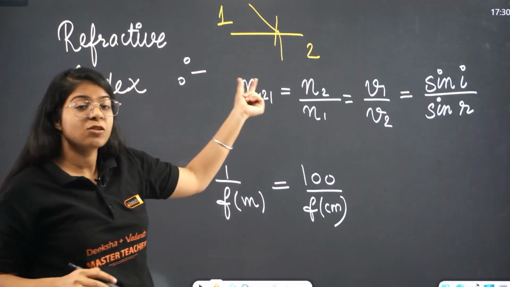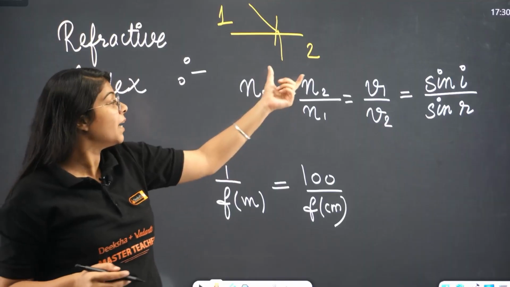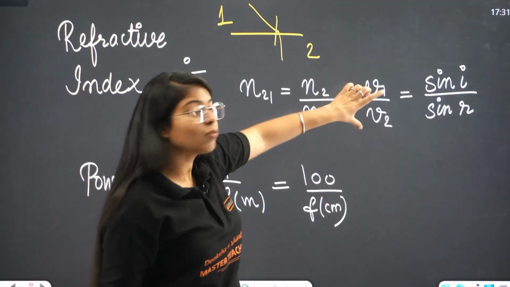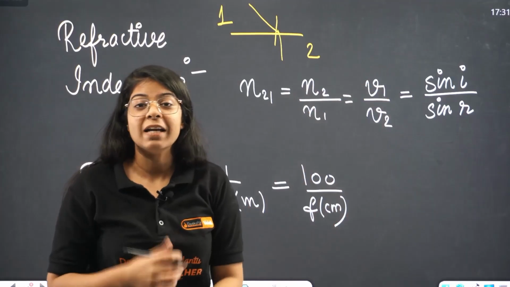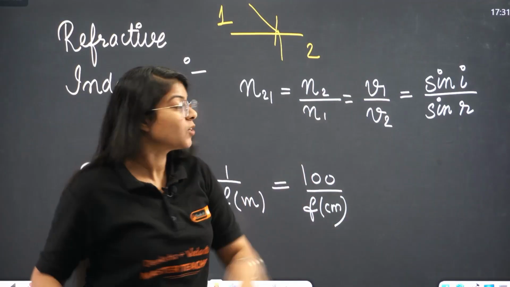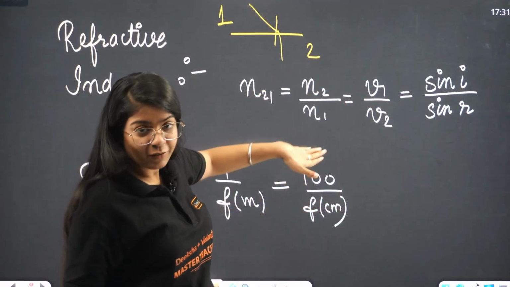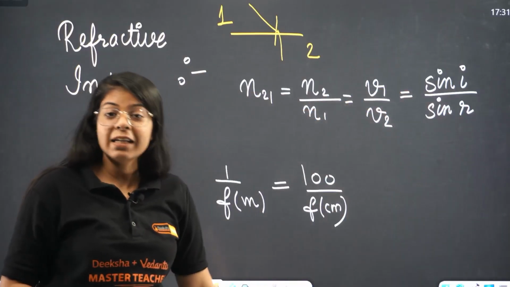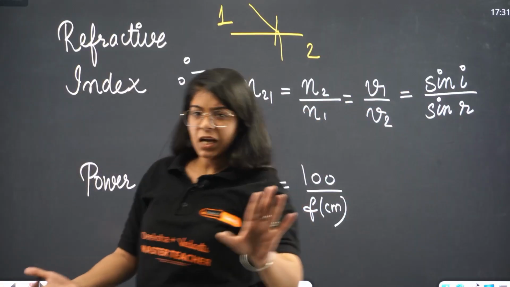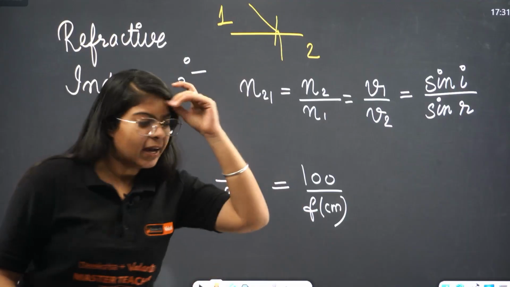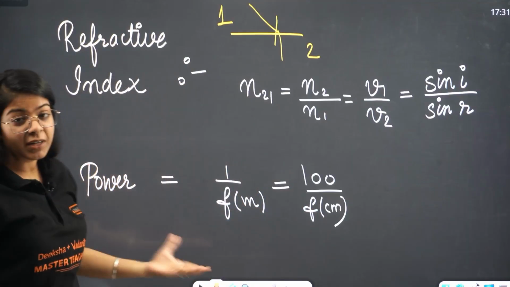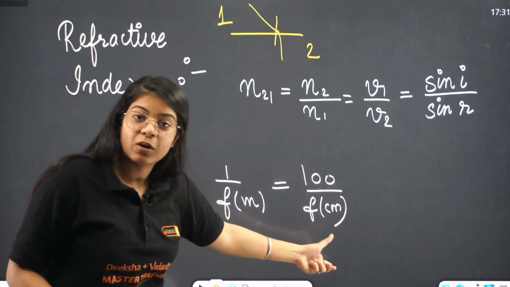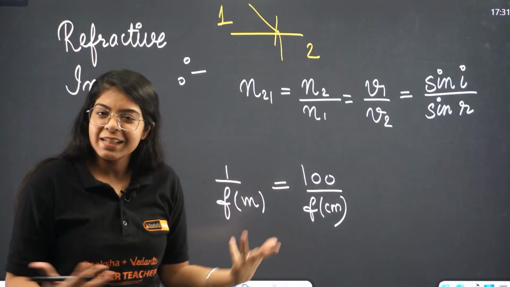So, refractive index of 2 with respect to 1 will be refractive index of 2 divided by refractive index of 1, and it is inversely proportional to the speed of light in that medium. So, n2/n1 equals v1/v2, and that will be equal to sine I divided by sine R. Understood? We'll do it very quickly, okay? Then we have power: 1 by focal length if the focal length is in meters, 100 by focal length if the focal length is in centimeters.